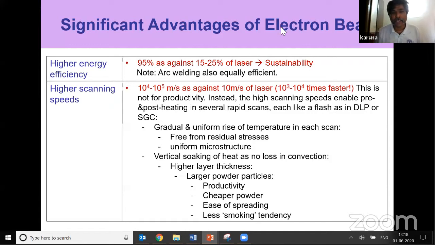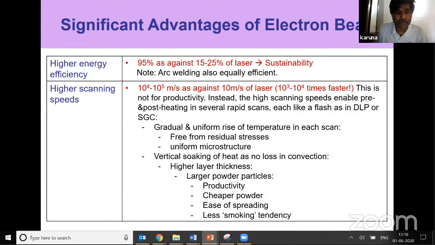So now you see that the speed at which an electron beam can scan is something like 1,000 to 10,000 times faster than laser. Now, when we say the speed is high, that does not mean that the productivity is high. Okay, you don't produce a component faster. But the benefit is in some other way. We are going to get components which are free from stresses.